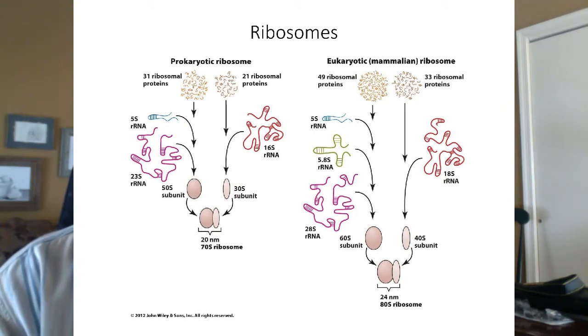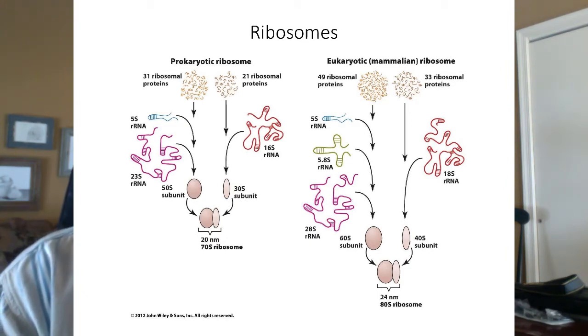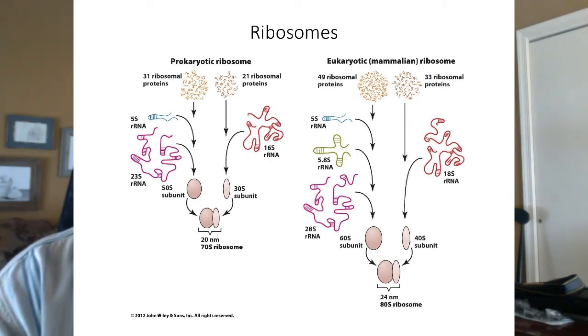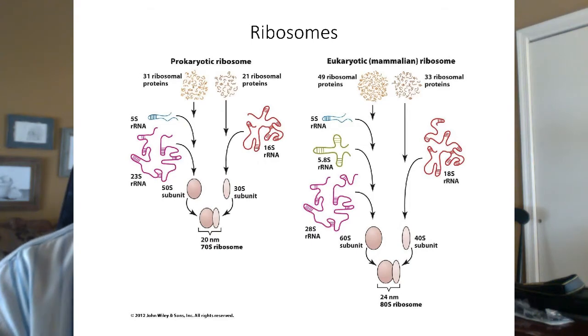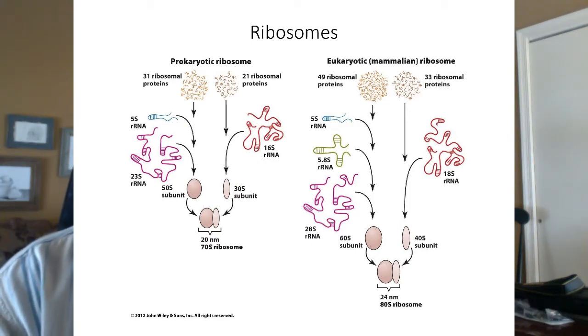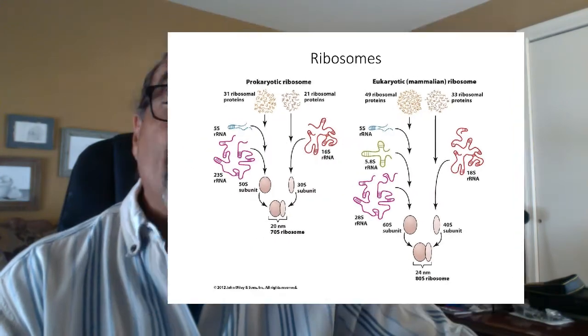Now notice the complexity of the eukaryotic ribosome. Here we see that there are a much larger number of proteins in the eukaryotic ribosome as compared to the prokaryote, multiple types of RNA, and there are a 60 and a 40S subunit. What do you need to remember? Prokaryote is a 50 and a 30S subunit. Eukaryotic is a 60 and a 40. Obviously, 60 and 40 are bigger than 50 and 30. So you need to remember that. And of course, the functional unit is 80S on its own.